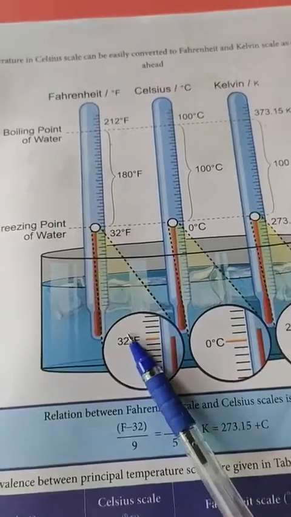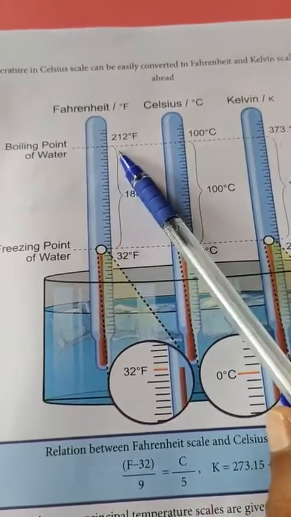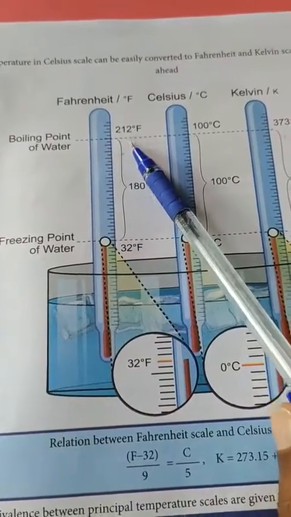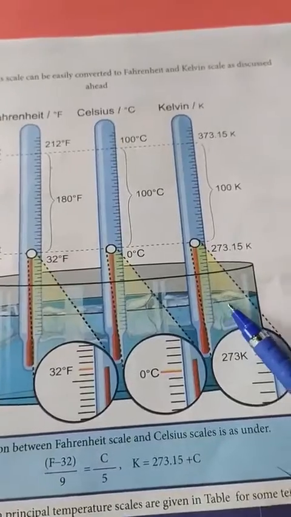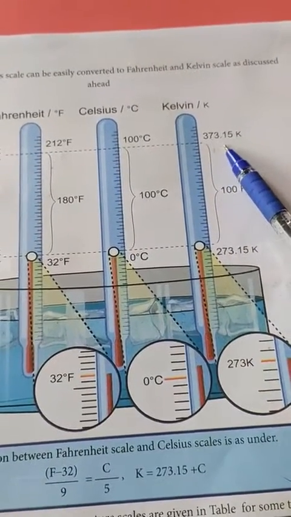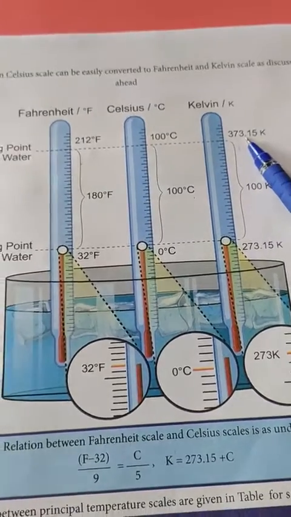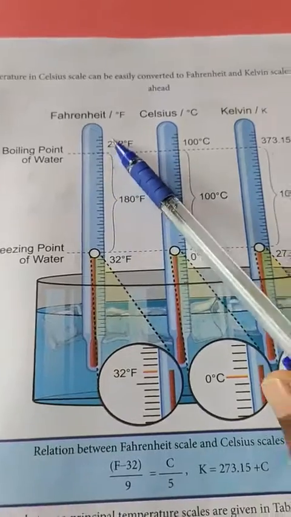Okay. See, this is 32 degree Fahrenheit to upper point 212 degree Fahrenheit. The lower point 0 to 100 degree, that is Celsius. And in Kelvin scale, 273.15 Kelvin to 373.15 Kelvin. So these are the measuring units of freezing point and boiling point of different scales.